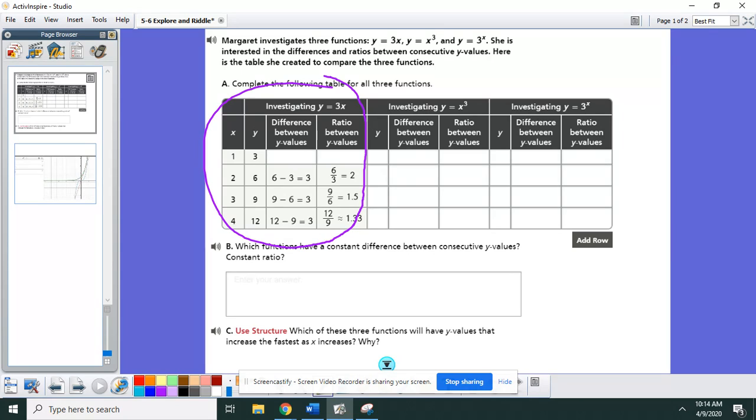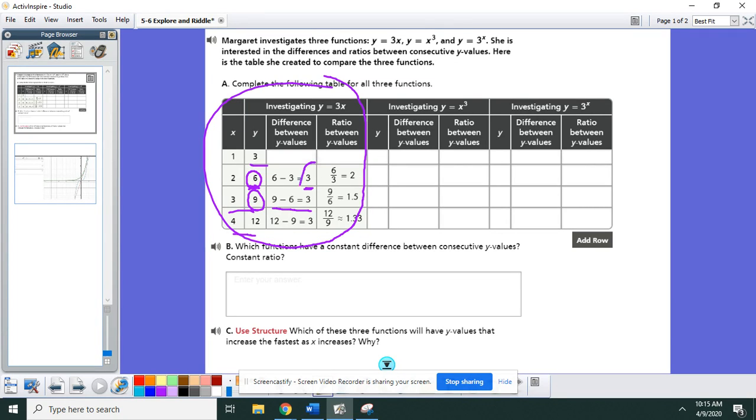So this is the linear where we have 1 times 3 is 3, 2 times 3 is 6, 3 times 3 is 9, 4 times 3 is 12. When we look at the difference between consecutive y values, they take our 6 and subtract the 3. So that difference is 3. They take the 9 and subtract the 6 right here to give you 3. When we do the ratio, they're putting the 6 divided by the 3 equals 2, the 9 divided by 6 equals the 1.5, and so on.